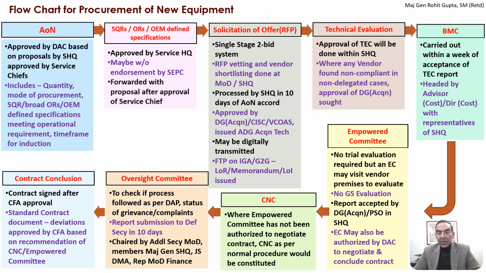No trial evaluation is required. However, the empowered committee may visit a vendor's premises to evaluate. Basically, they're given a demonstration of the particular equipment. No GS evaluation is required since there are no trials, and the report is accepted for the DG acquisition or the PSO, that's Deputy Chief in the service headquarters concerned, basically on non-delegated or delegated powers.